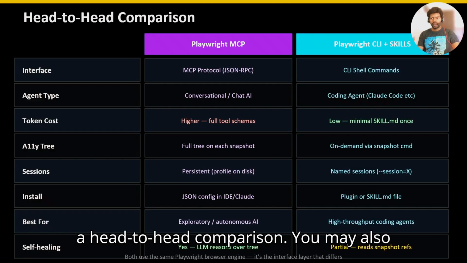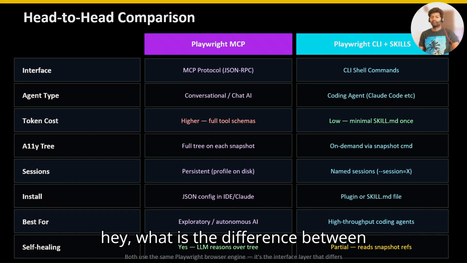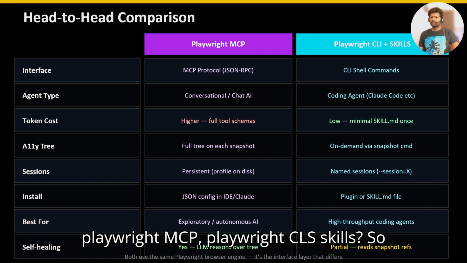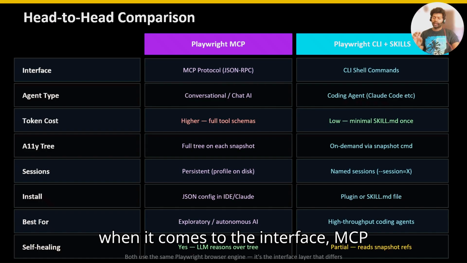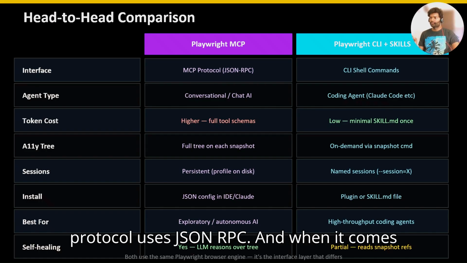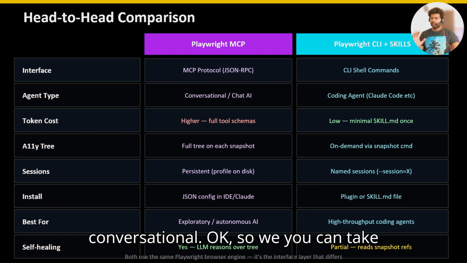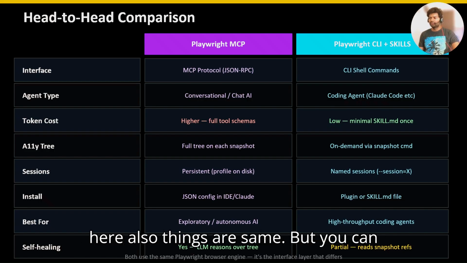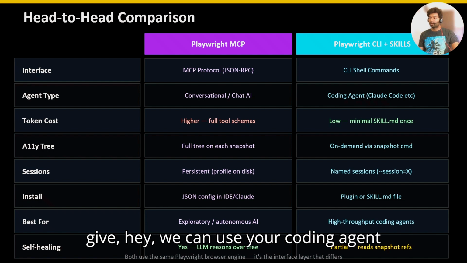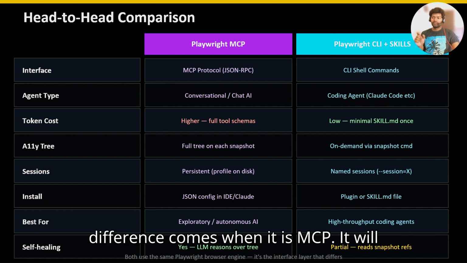So we will do a head-to-head comparison. You may also get this question in an interview: what is the difference between Playwright MCP and Playwright CLI skills? This chart will help you with that. When it comes to the interface, MCP protocol uses JSON-RPC, while Playwright CLI skill is completely command line interface shell commands. Here the agent type is conversational, so you can take the example of GitHub Copilot chat. Similarly here things are the same, but you can use a coding agent or maybe Claude Code, etc.